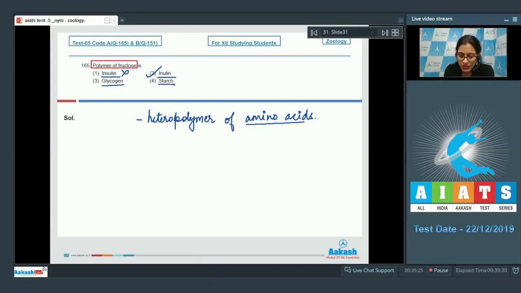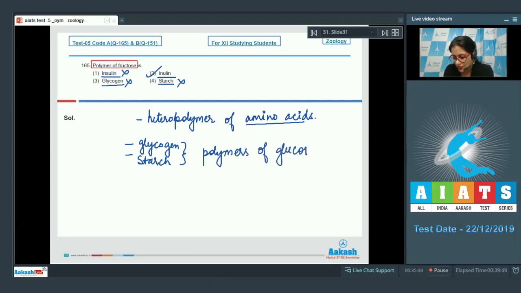The next options are glycogen and starch, and these are incorrect options because glycogen and starch are polymers of glucose. So the correct answer to this question is option number 2. Let's discuss our next question.